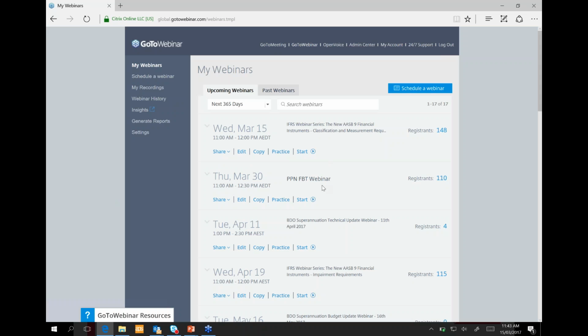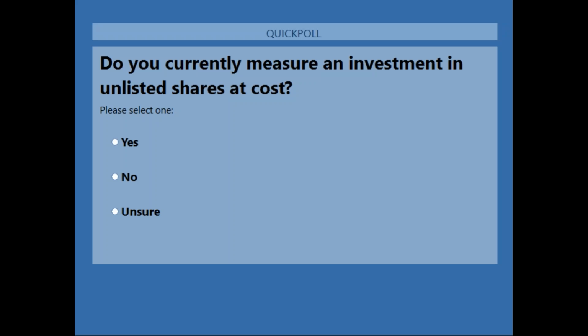So, do you currently measure an investment in unlisted shares at cost? I thought let's just get an indication. How many of you currently use that cost exemption? Interesting. Quite a number of people currently use it. I'll leave it open. Voting is only around 45%. It would be interesting for more people to tell me what they think.